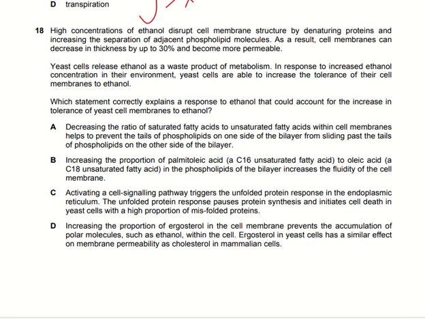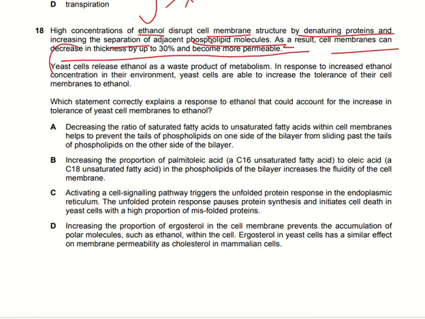A high concentration of ethanol disrupts the cell membrane structure by denaturing the proteins and increasing the separation of the adjacent phospholipid molecules. As a result, the cell membranes can decrease in thickness and become more permeable. When its thickness decreases, its pores become more open and it becomes more permeable. So more molecules can pass through it. Ethanol can also pass through it.